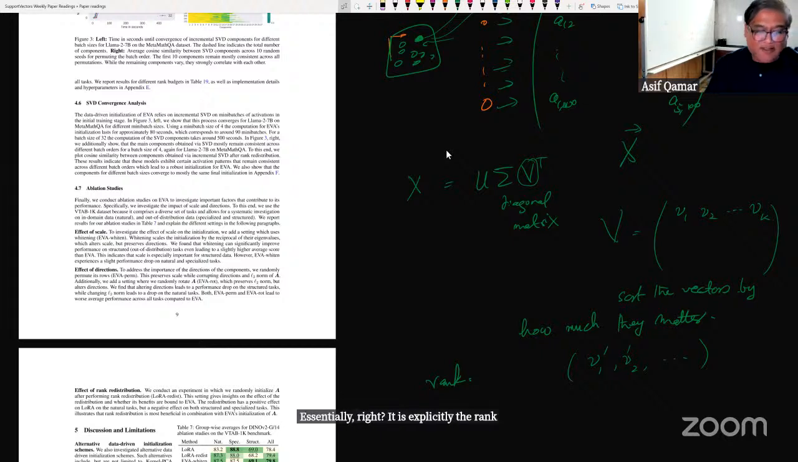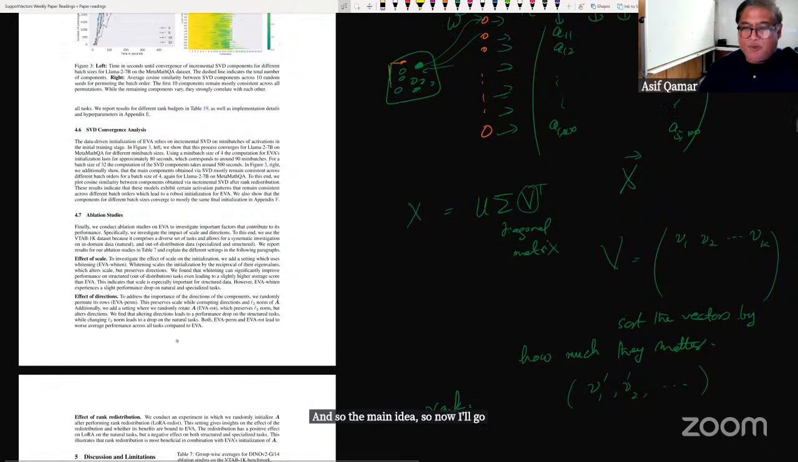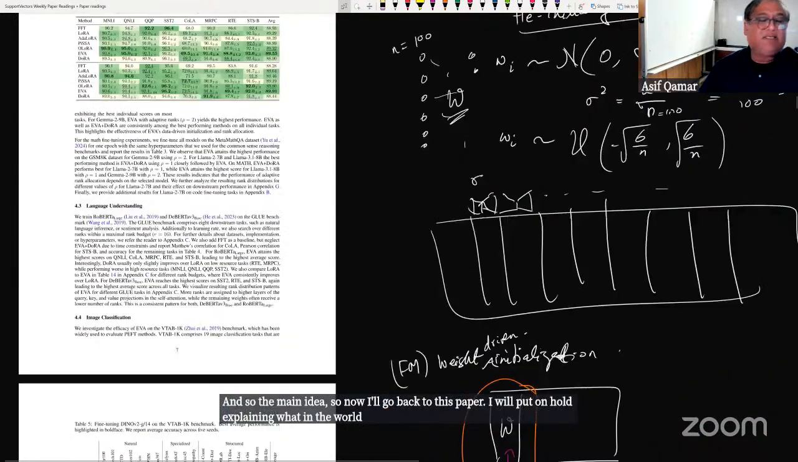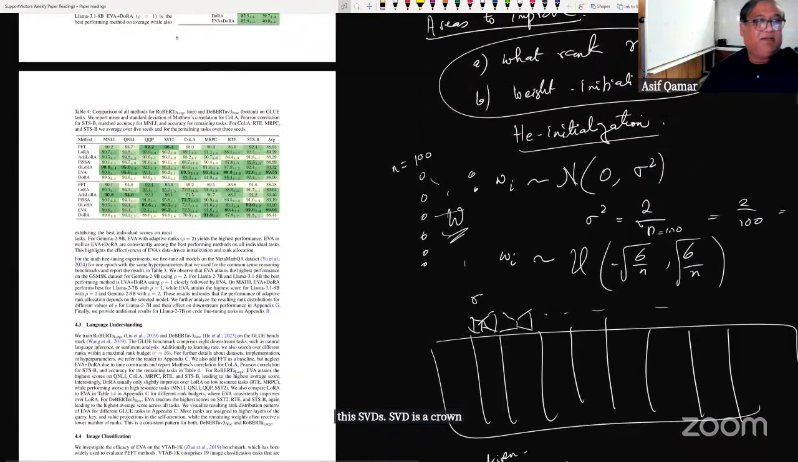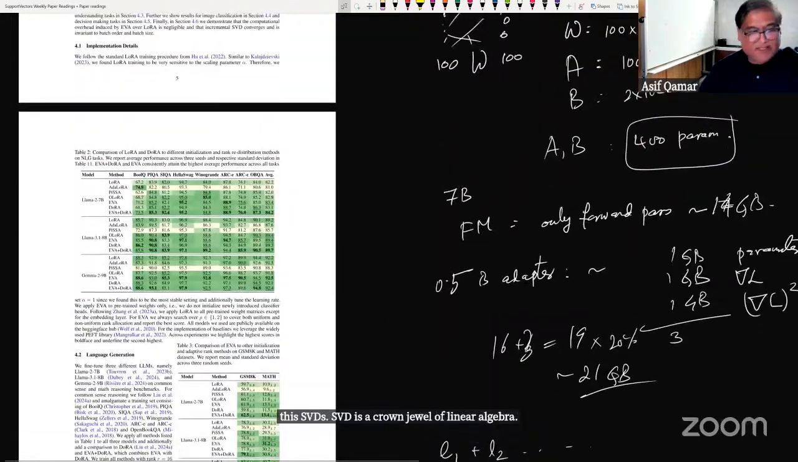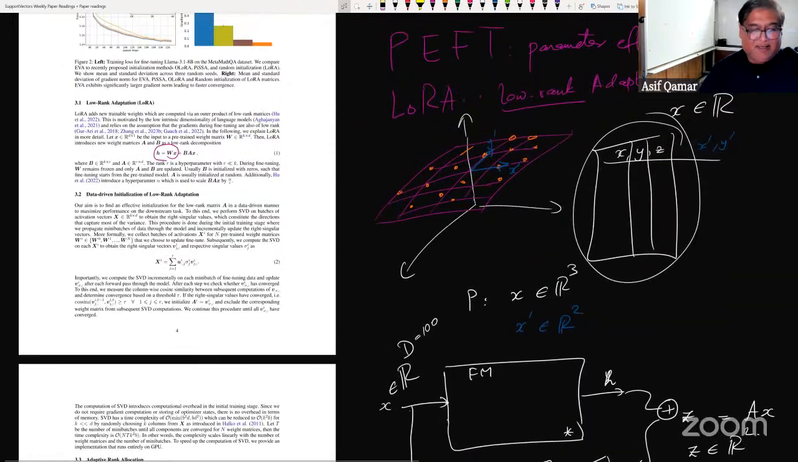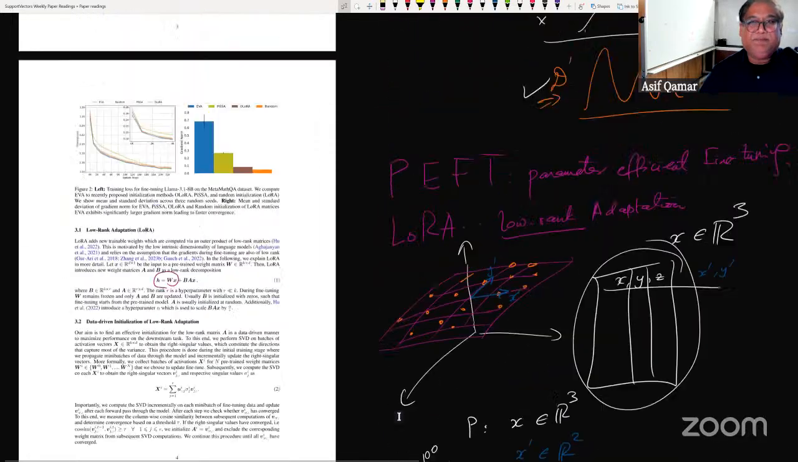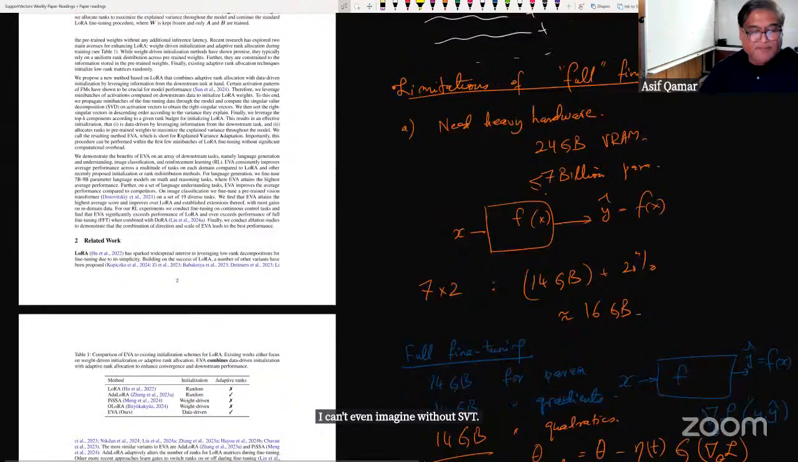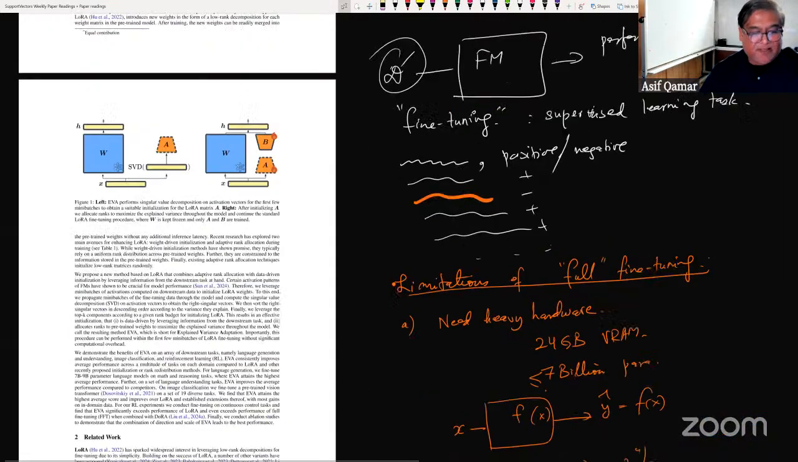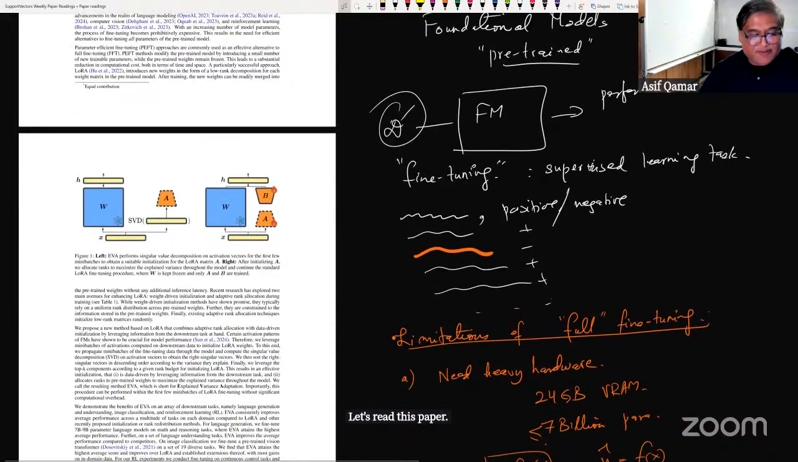And so the main idea, so now I'll go back to this paper. I will put on hold explaining what in the world this SVD is. SVD is a crown jewel of linear algebra. It's just amazing. And machine learning, I can't even imagine without SVD. So let's read this paper. What they say is that you can learn these.